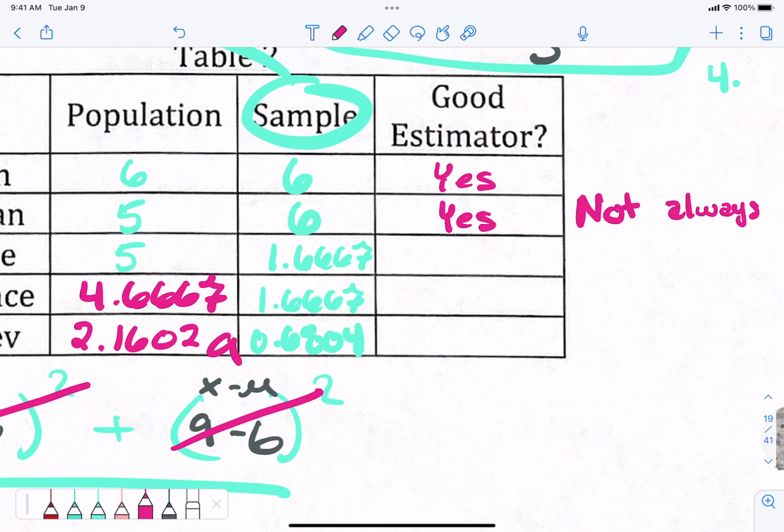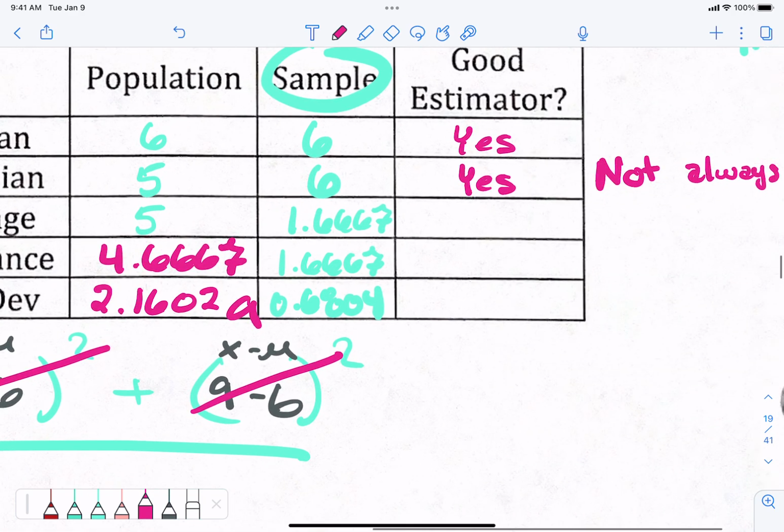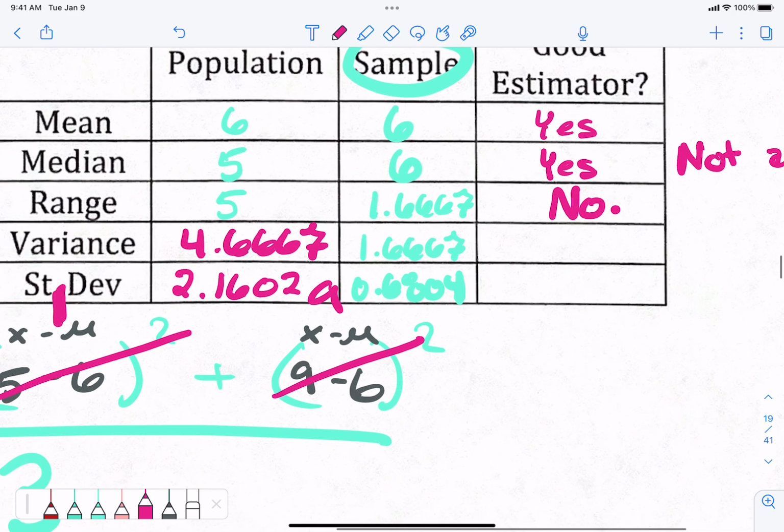Okay? All right, what about range? No. That's like a really big difference. What about variance? No. What about standard deviation? No. Standard deviation is better than variance, but they're still not very good, right? Do you see how that's a good estimator, not a good estimator?